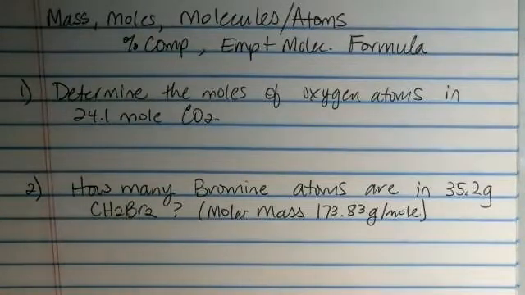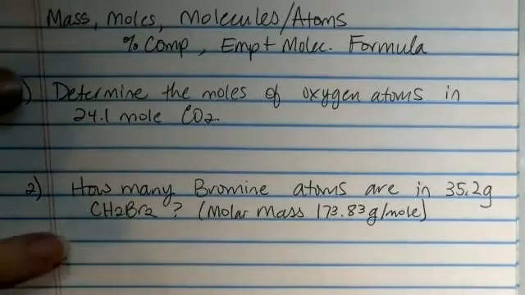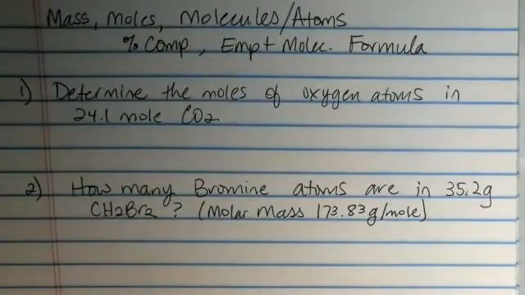That's good. All right, so these two questions I wanted to pull out because they almost seem like they're the same thing, but they're not. Number one says determine the moles of oxygen atoms in 24.1 moles of CO2. And then the second question says how many bromine atoms are in 35.2 grams of CH2Br2. These are from the homework, but they're not the problems I assigned. I always assign the odds because the answers are in the back, and these are two of the even problems, just somewhere in the chapter 3 homework.